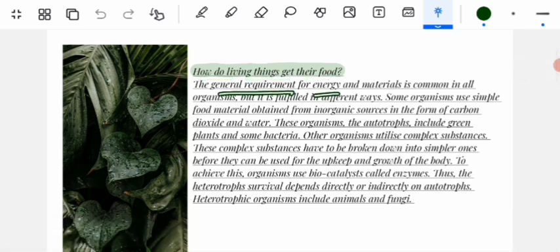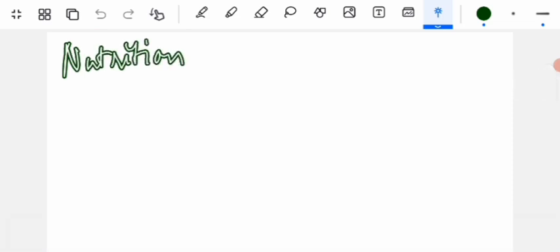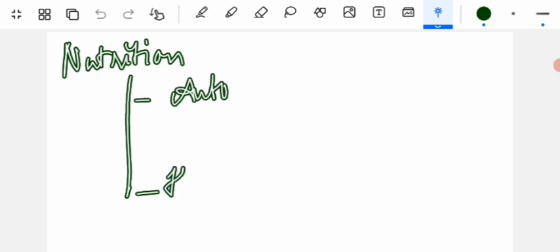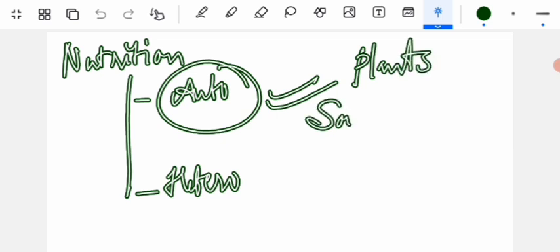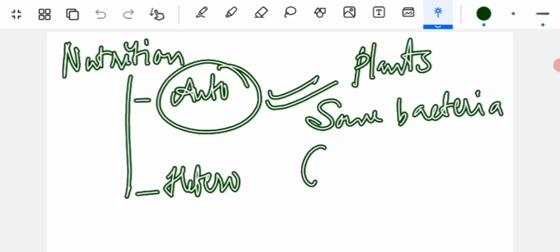Okay, the general requirement of energy and materials is common to all organisms, but the fulfillment is different. How is it different? We will study here. Nutrition can be divided into two types: one is autotrophic nutrition and one is heterotrophic nutrition. We know the meaning of autotrophic: those which can prepare their own food. What examples can we give? The plants and some bacteria. If you want to name those bacteria in a particular way, you can mention one great example, which is cyanobacteria.